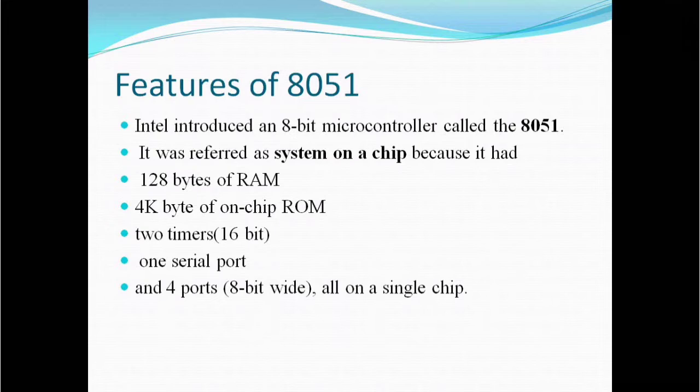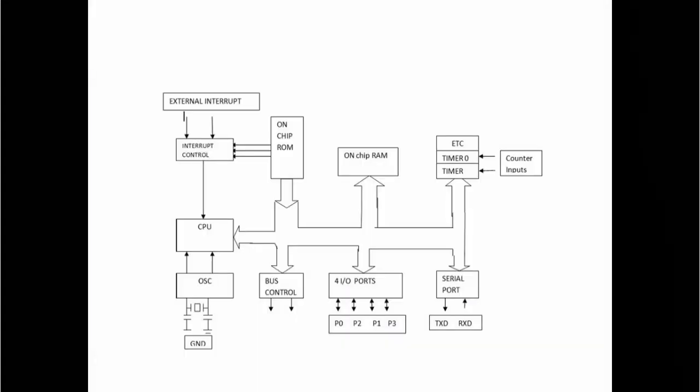This 8051 is referred to as a system on chip because it contains 128 bytes of RAM, 4 kilobytes of ROM, two timers each of 16 bits, one serial port, and the 4 IO ports used for communication with the peripherals, all on a single chip, and therefore it is termed as a system on chip.